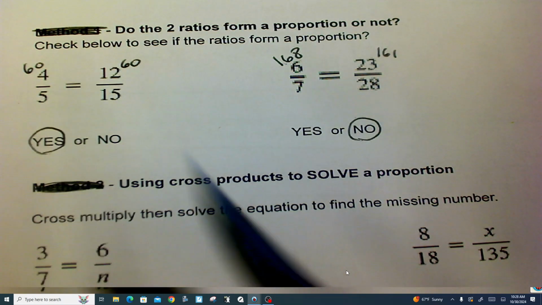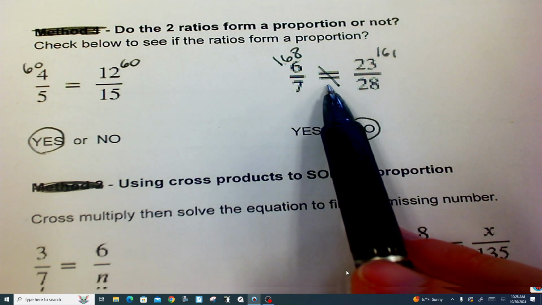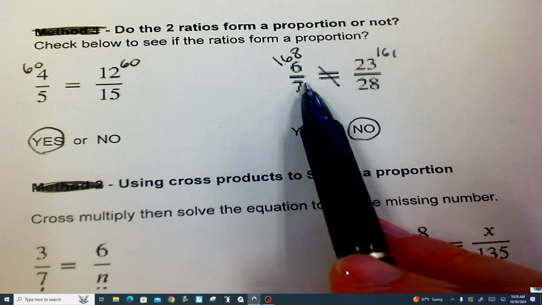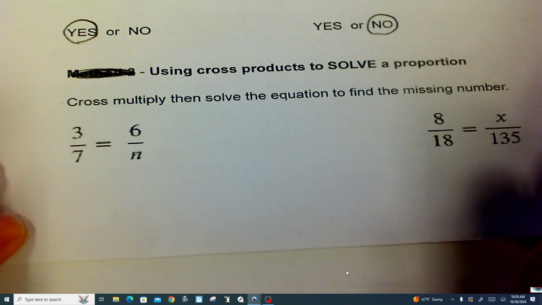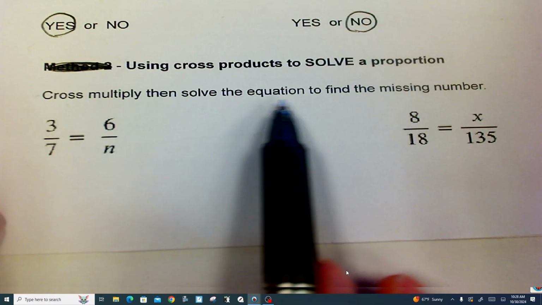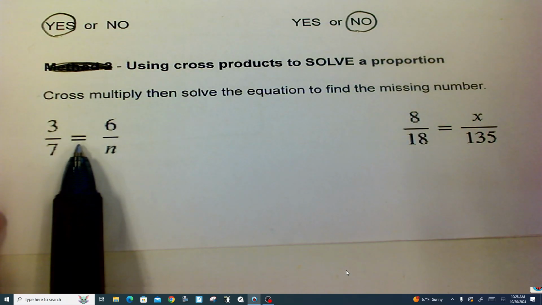We know that that one was a proportion. In fact, let's come through here and just put a not equal sign right there on that one, because this ratio is not equal to that one, so it's not a proportion. So here, though, they're saying cross multiply and then solve the equation and find the missing number, but they're calling it a proportion, so we can trust this equal sign.